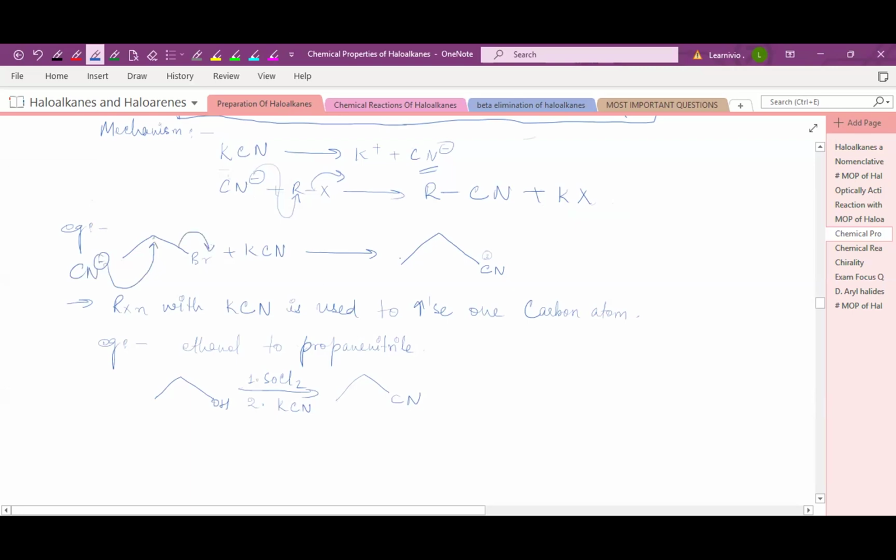So what you are supposed to do? CH3CH2 and the CN. आपको attachment किससे show करनी है? Carbon side, so not from the nitrogen side. So that's the product, plus you will get KBr.